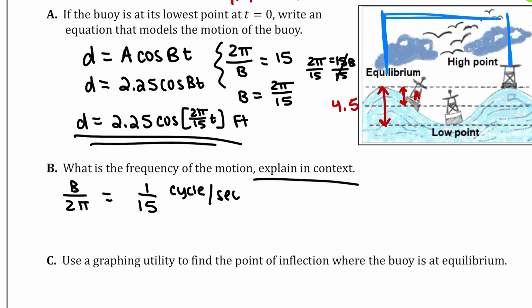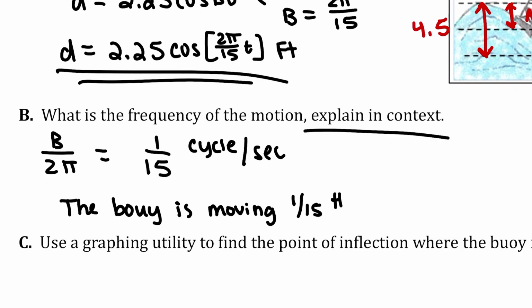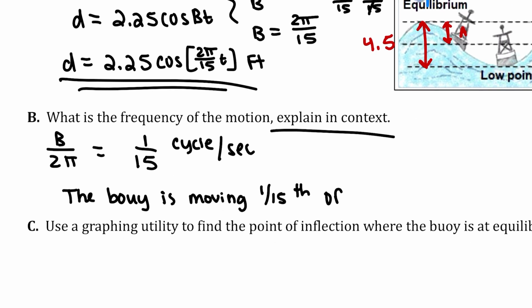So the buoy is moving 1/15th of its path per second. Because that's how far it can get in a second, basically.